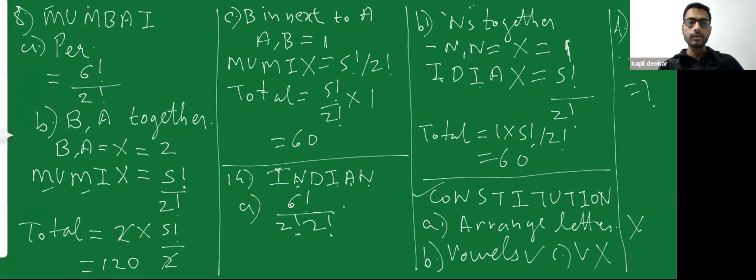So, how to consider the vowels? Consider all the vowels, and then if they are repeated, divide by that number of factorial. It doesn't matter if those are vowels or something different. Yes, in your word it's repeated thrice, so what you're going to do is just divide by 3 factorial. Consider them as separate elements, find out in how many ways they can be arranged, and then divide by 3 factorial.